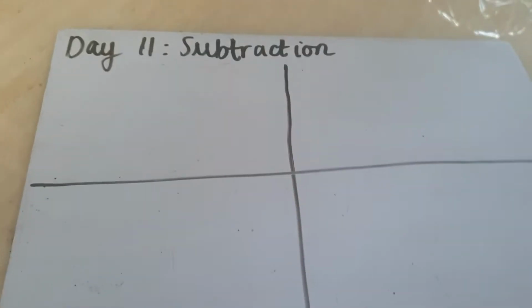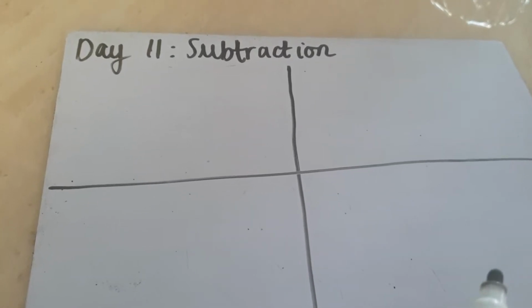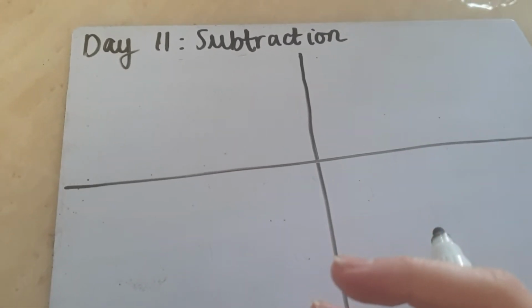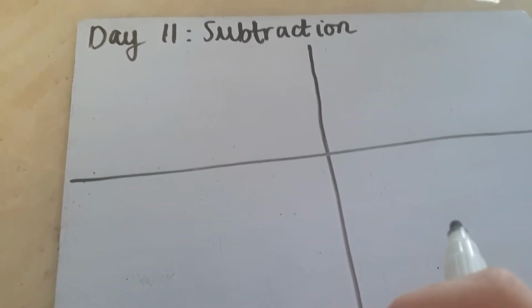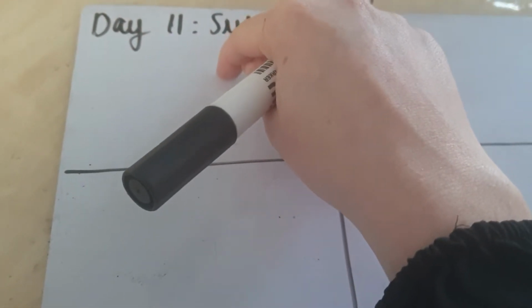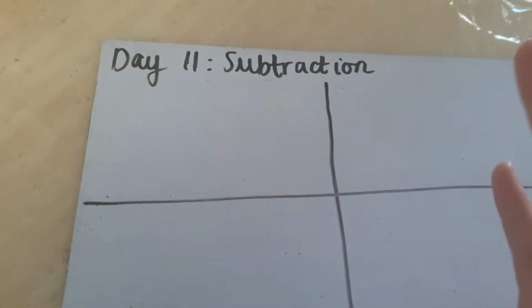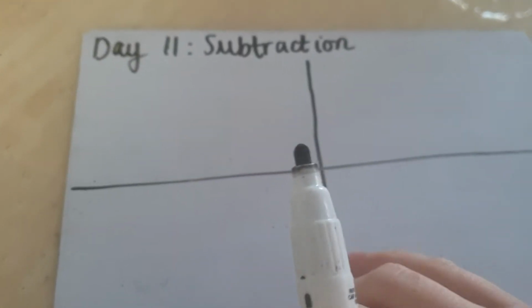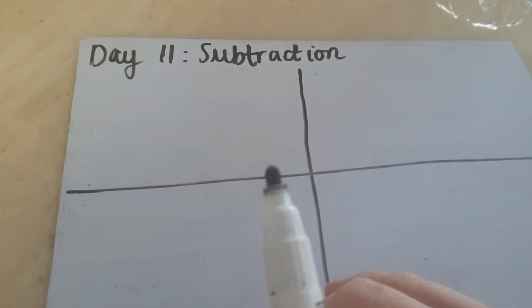So let's get cracking. Now remember, what's important with subtraction is that we use the exchanging method, okay? Especially when the number at the bottom is bigger than the number at the top. Okay, so I'll explain more as we're going through. But first of all, we'll be using column subtraction as well.